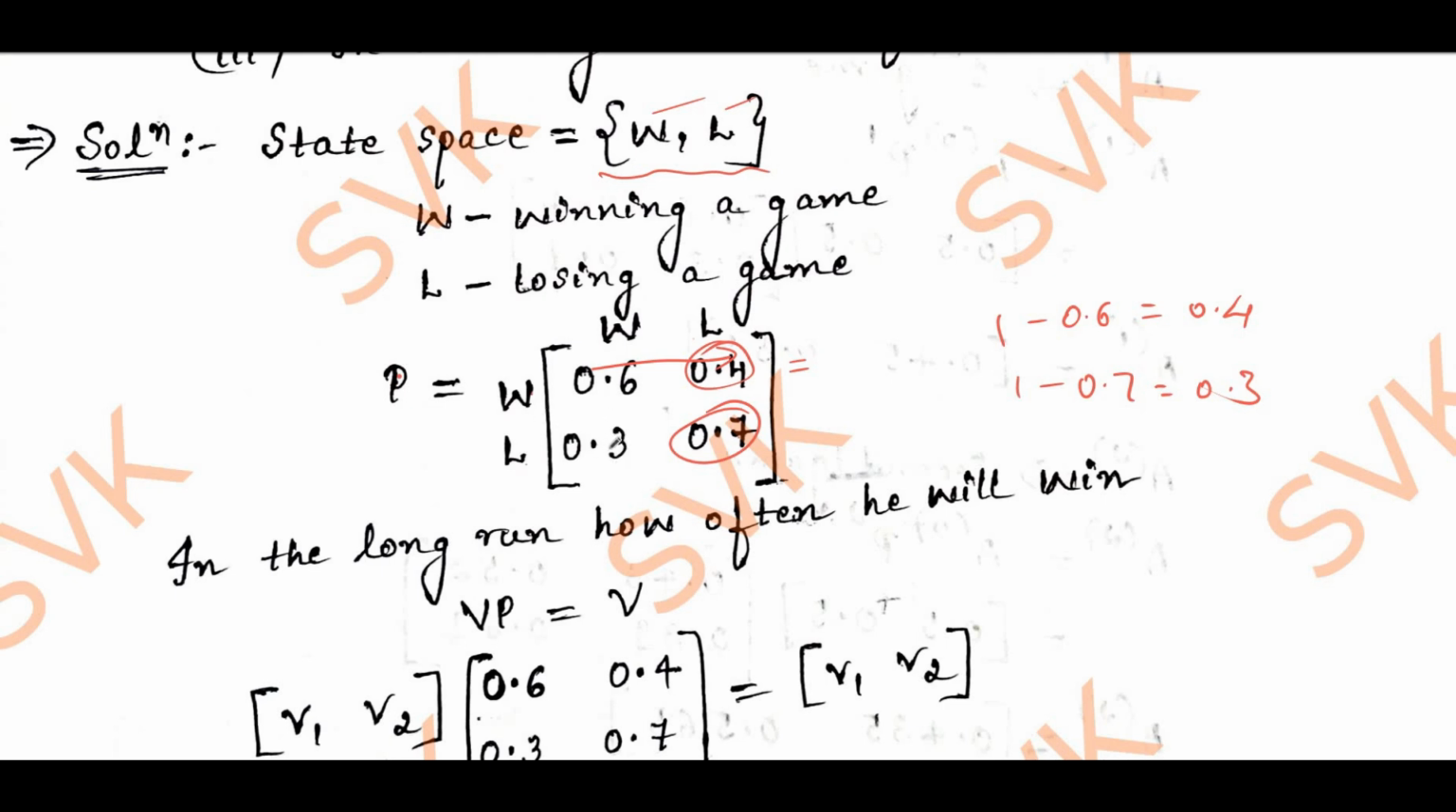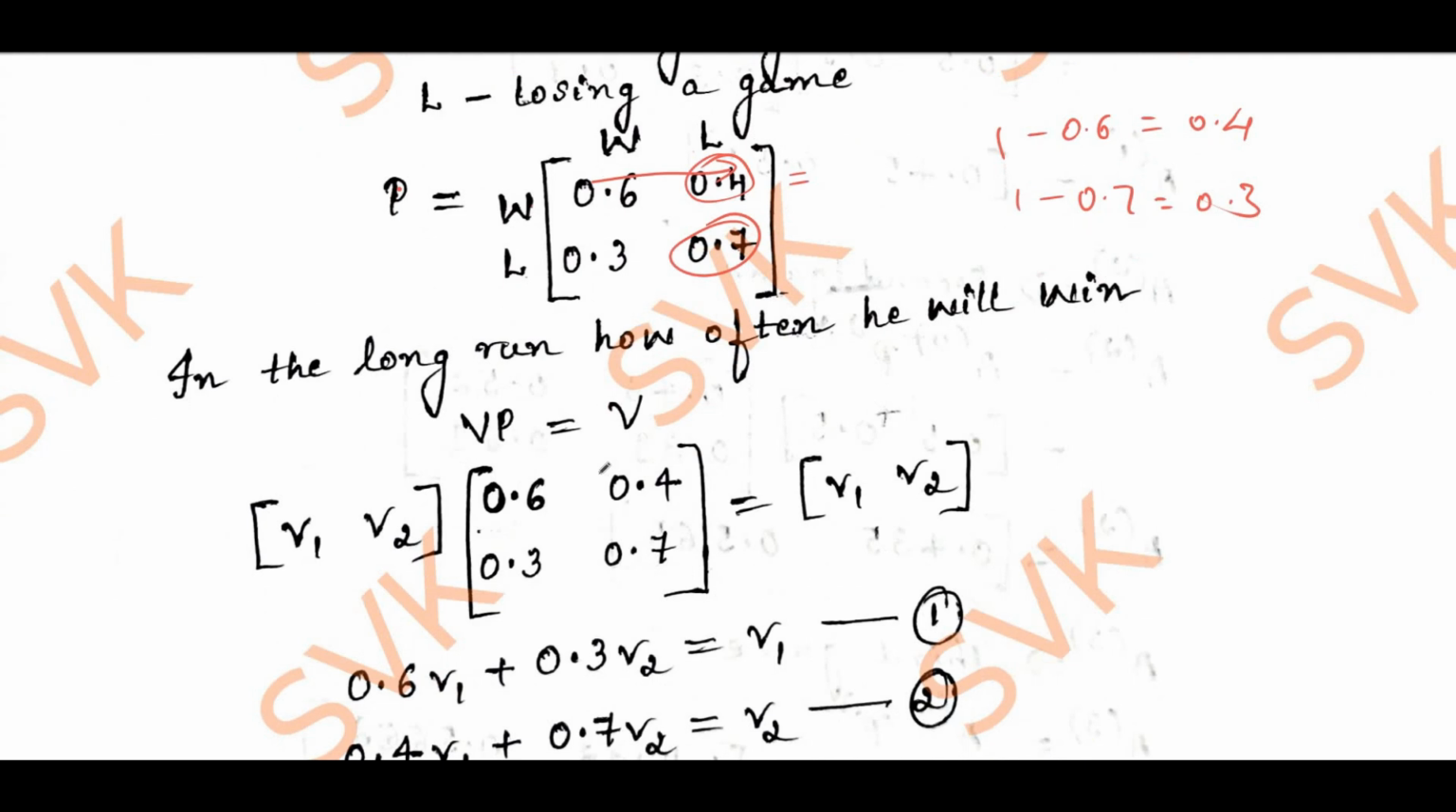After defining the probability matrix, I am first going with the long run. That is nothing but what we just solved, the unique fixed probability vector. In that manner we are going to solve vP equal to v. We know that v is nothing but x and y, as we have a 2 cross 2 matrix. Instead of x and y, I have considered v1, v2. So v1, v2 is multiplied with the probability matrix and equated with the unique fixed probability vector v.